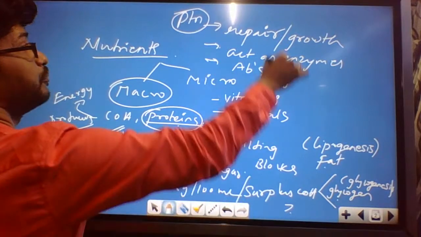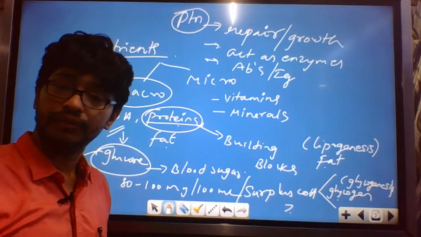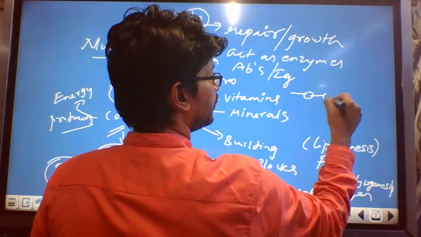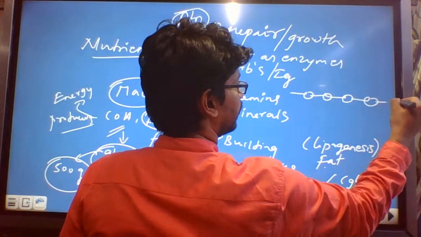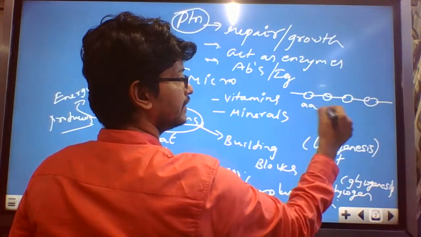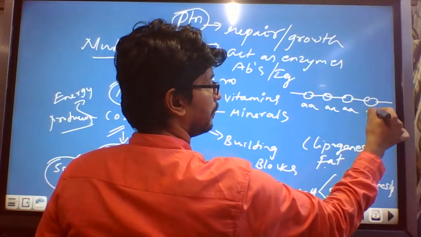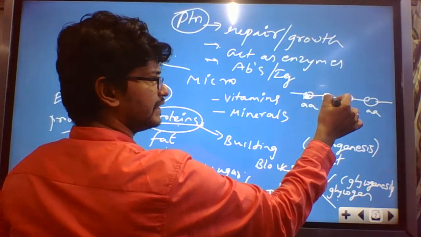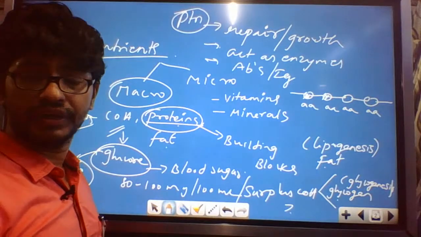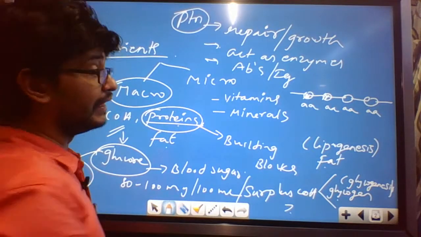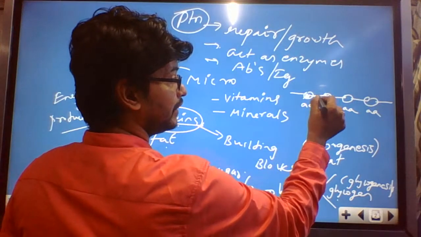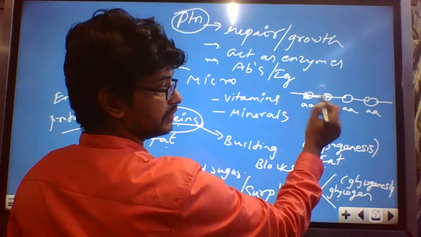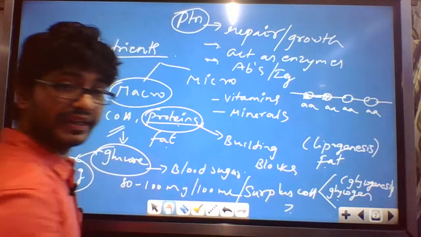So as far as protein is concerned, what is protein made up of? Protein is made up of amino acids. Protein is a polymer of amino acids. These are all amino acids, for example glycine, alanine, serine, proline, threonine, different amino acids. These amino acids are connected by means of peptide bonds, through which each amino acid joins together. All together we call that a protein.